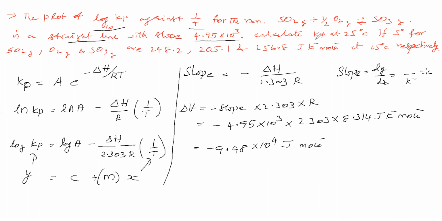What they're asking us to find is to calculate Kp at 25 degrees Celsius. So we want Kp at 25 degrees Celsius. We know delta H and we know temperature. To find Kp, we need A, this frequency factor A.